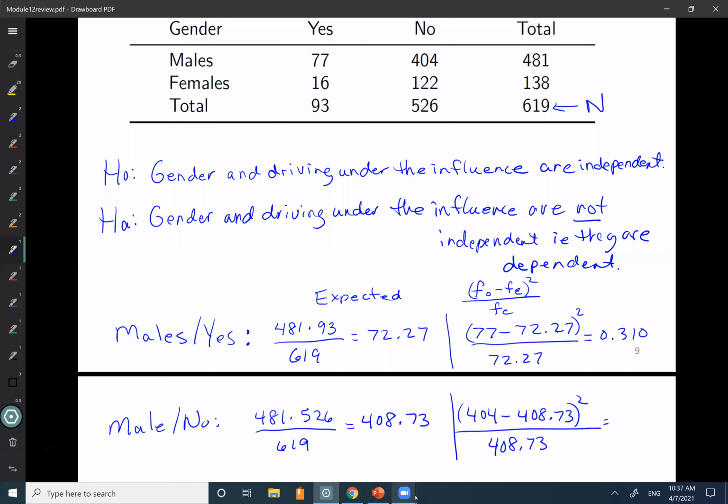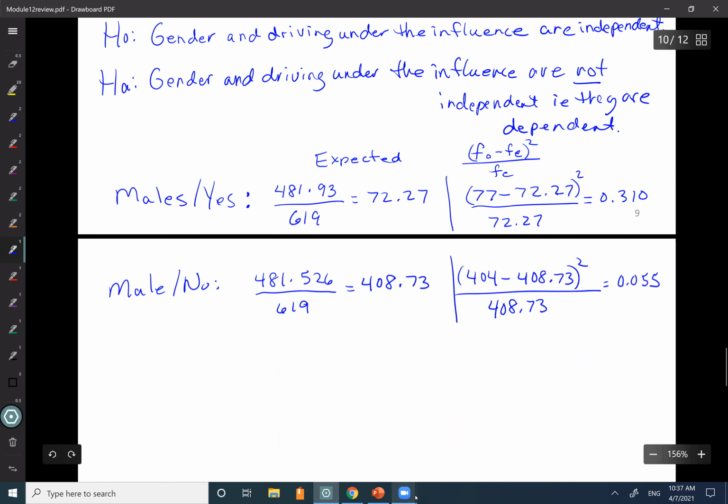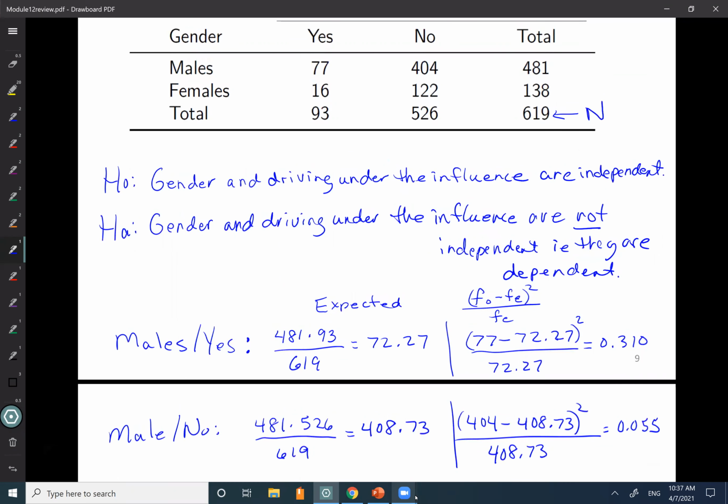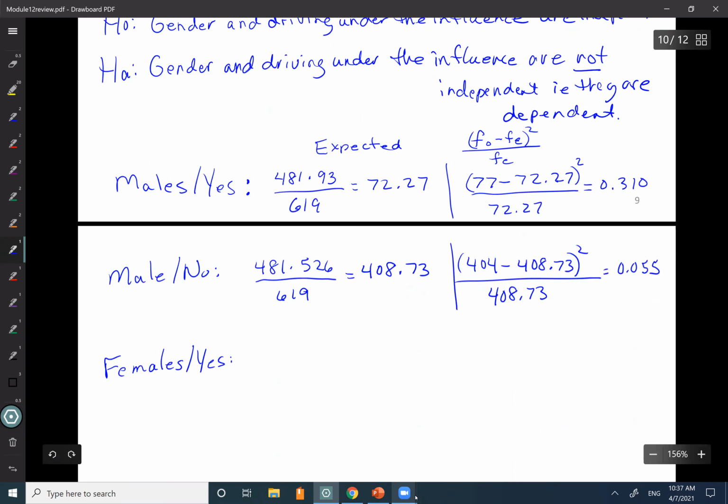Remember, it's always observed, subtract the expected, divided by the expected, and we get 5. All right, females. We need to scroll up and down here to get the females. We'll do females that said yes to the study. So we need the row total. So 138 females in the study, and there's a total of 93. So that's going to be 138 females multiplied by 93 that said yes, over 619, which is 20.73. So we'll keep going.